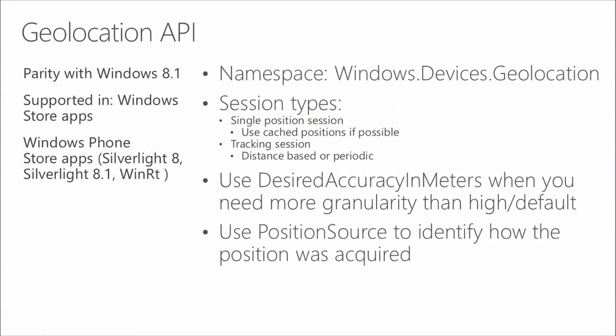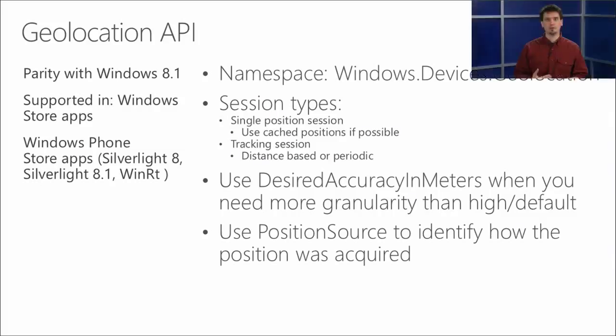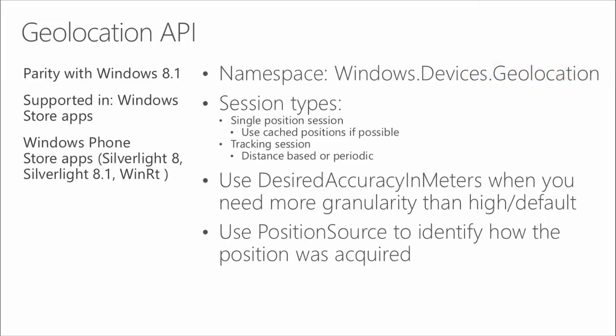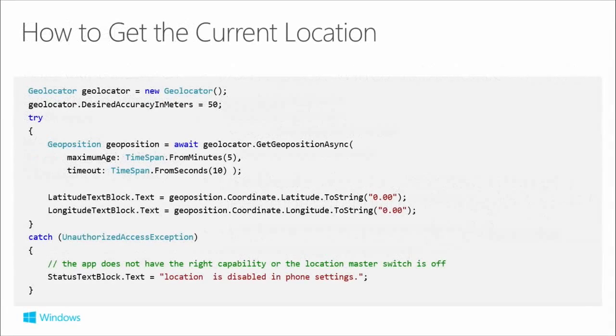So how do we get our geolocation? The geolocation API is parity with Windows 8.1. This is something that works well across Windows and Windows Phone. It's the namespace windows.devices.geolocation. And we can use session types for single position sessions or tracking sessions if we want to track that information. We're actually just going to go over this in the code in just a second, so I'm going to fly through it. We use desired accuracy in meters when we want more granularity than the simple default, which is high. And we can use position source to identify how that position was acquired.